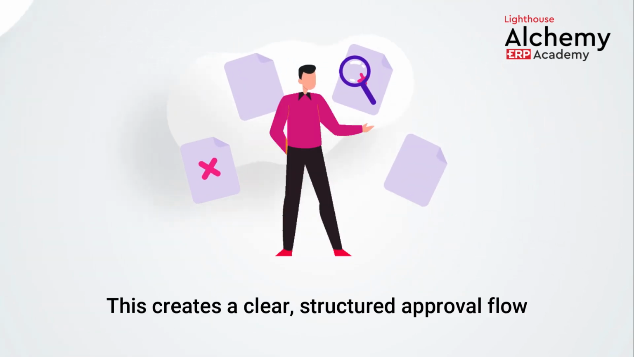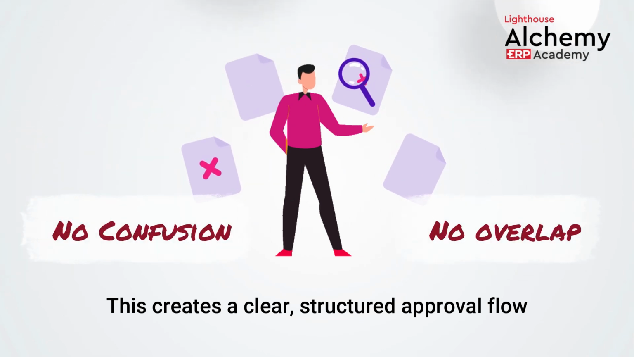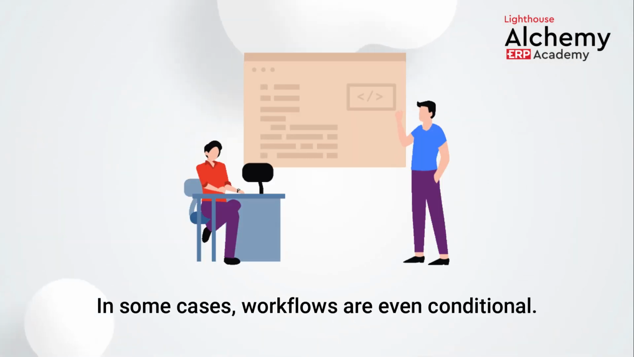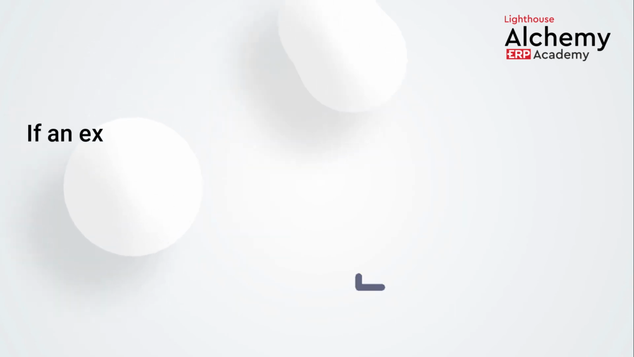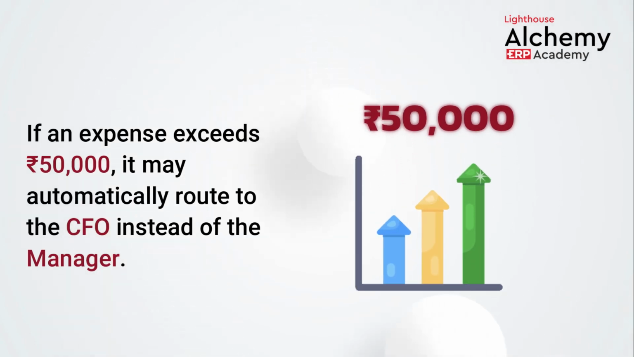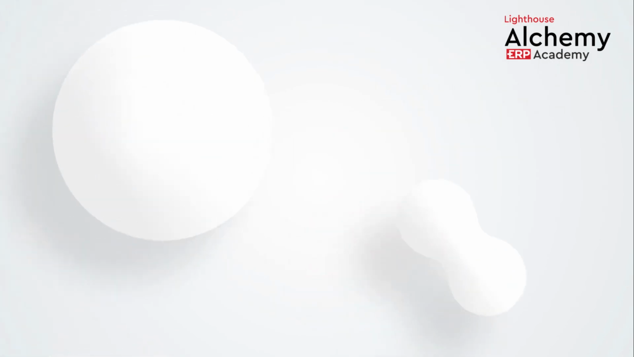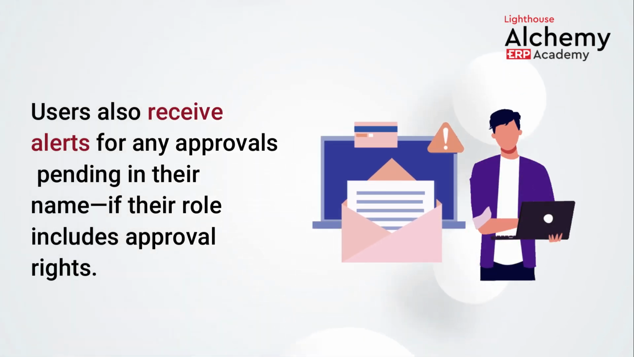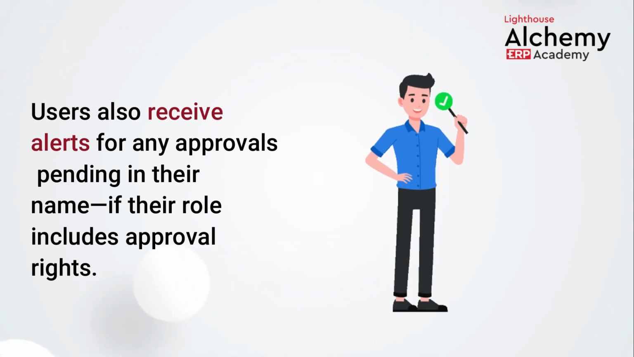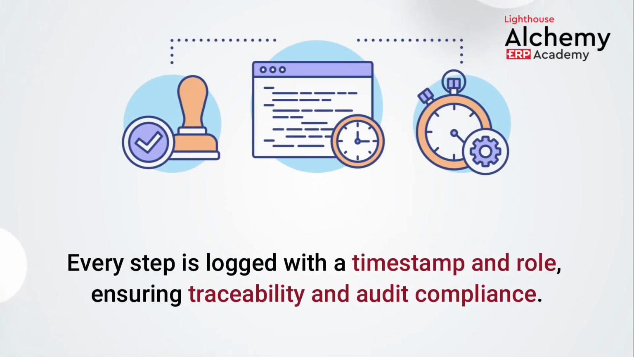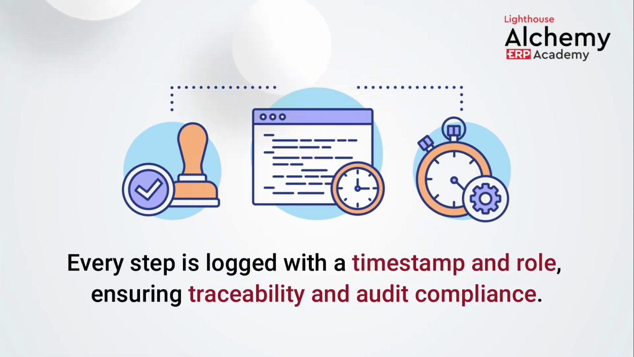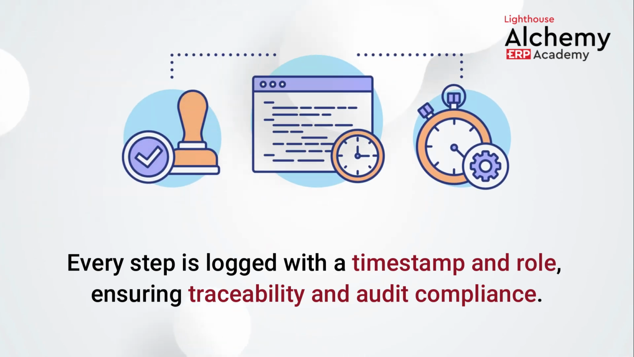This creates a clear, structured approval flow. No confusion, no overlap. In some cases, workflows are even conditional. For example, if an expense exceeds Rs 50,000, it may automatically route to the CFO instead of the manager. Users also receive alerts for any approvals pending in their name, if their role includes approval rights. And the best part, every step is logged with a timestamp and role, ensuring traceability and audit compliance.